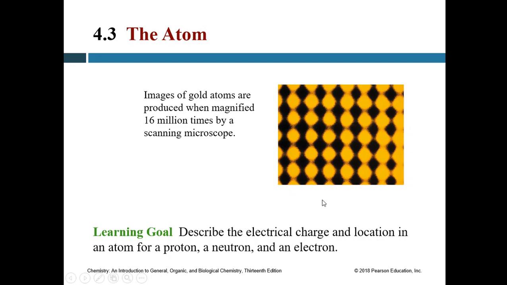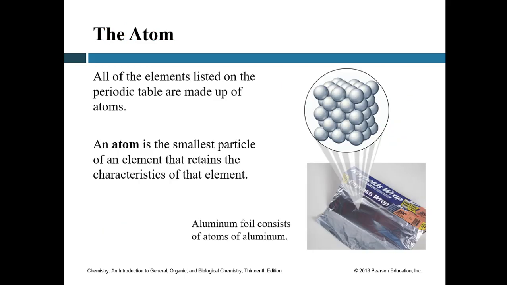4.3, the atom. Our learning goal for this section is to describe the electrical charge and location in an atom for a proton, a neutron, and an electron. Now, all of the elements listed on the periodic table are made up of atoms. An atom is the smallest particle of an element that retains the characteristic of that element.